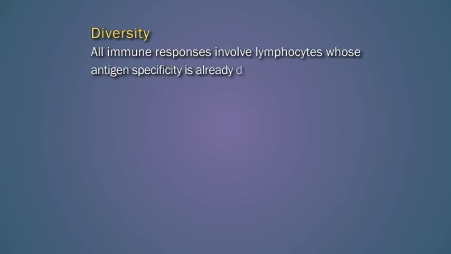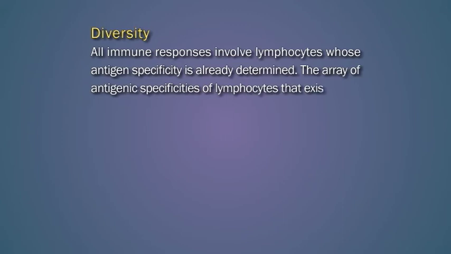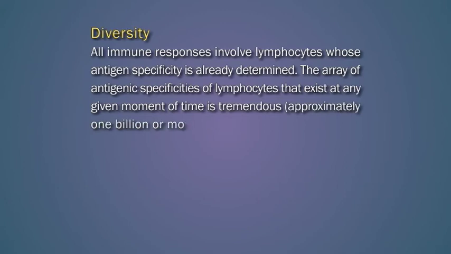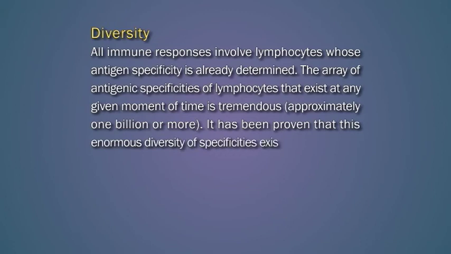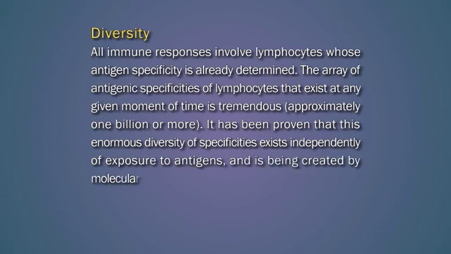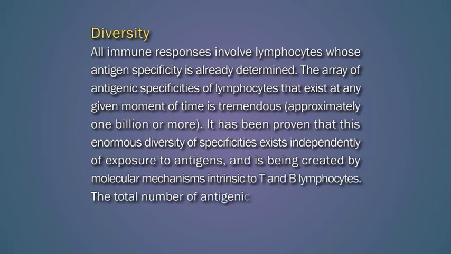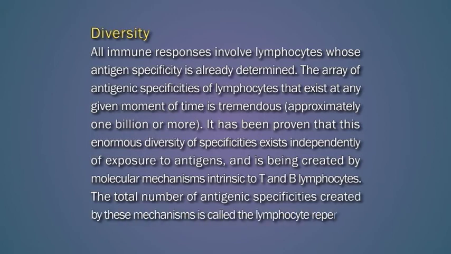Second one, diversity. All immune responses involve lymphocytes whose antigen specificity is already determined. The array of antigenic specificities of lymphocytes that exist at any given moment is tremendous, approximately 1 billion or more. It has been proven that this enormous diversity of specificities exists independently of exposure to antigens and is created by molecular mechanisms intrinsic to T and B lymphocytes. The total number of antigenic specificities created by this mechanism is called the lymphocyte repertoire.